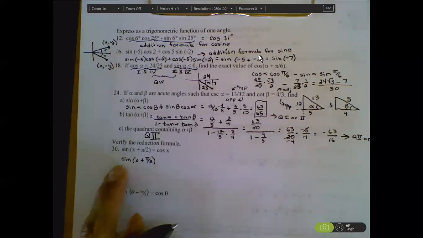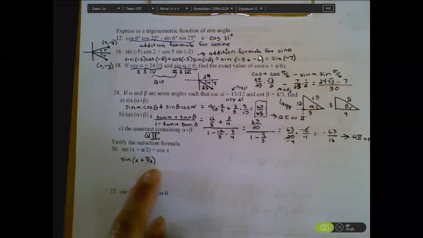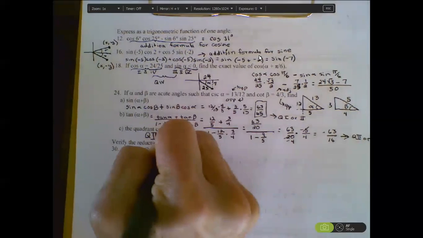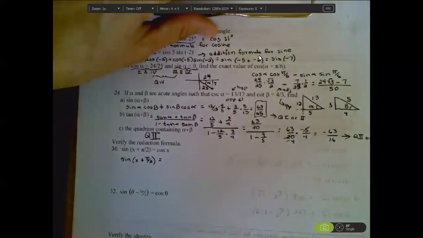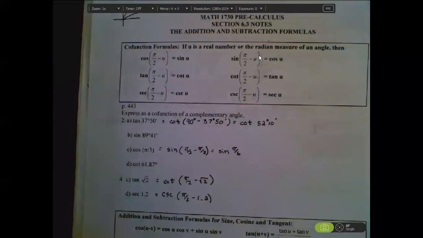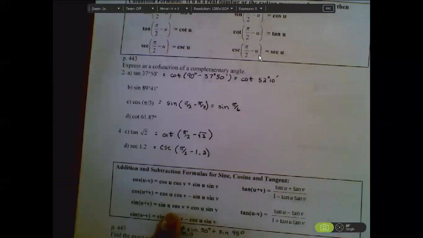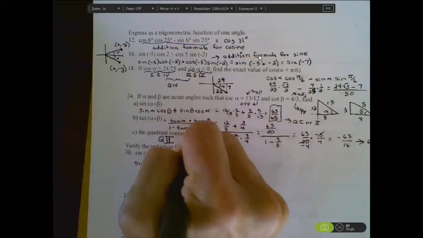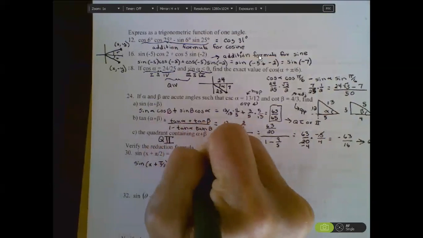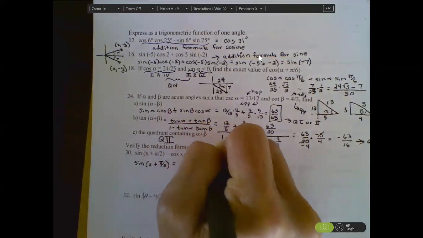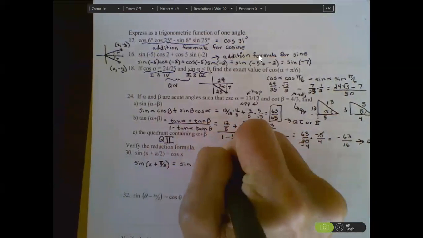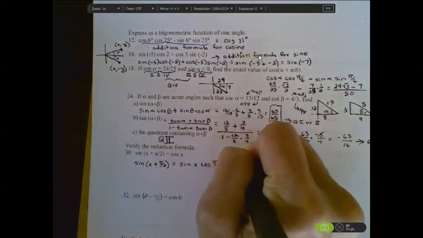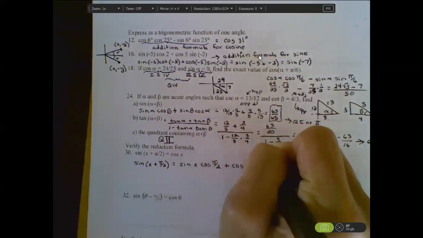When you see sine of x plus pi over 2, what formula pops in your head? And I'm just asking for the name of the formula. Addition formula for sine. Addition. And the addition formula for sine is sine cosine plus cosine sine. Sine of x cosine pi over 2 plus cosine x sine of pi over 2.